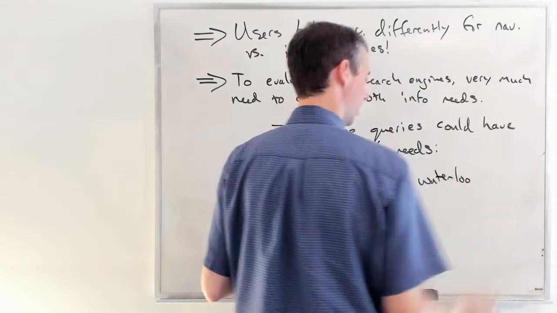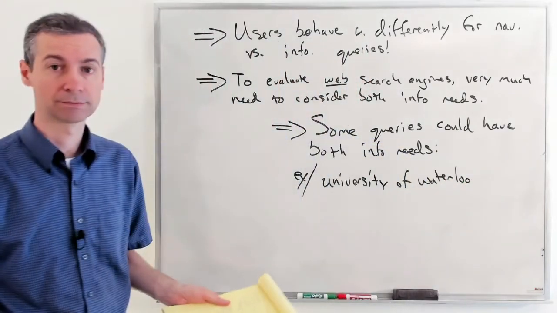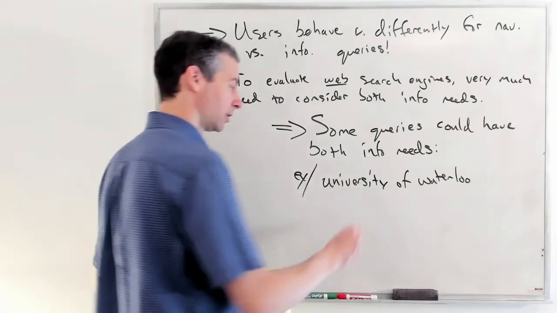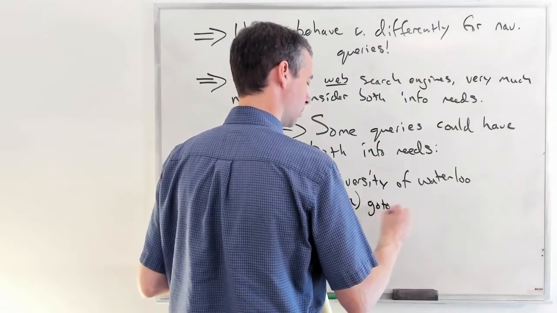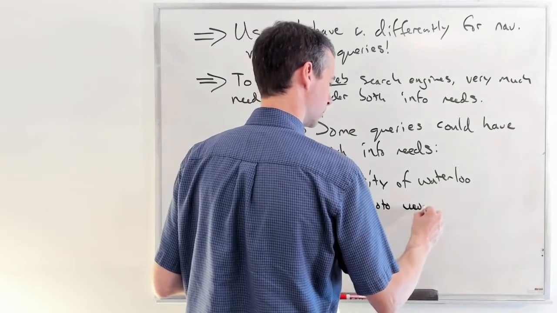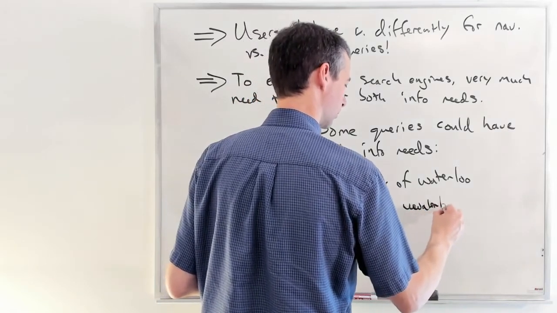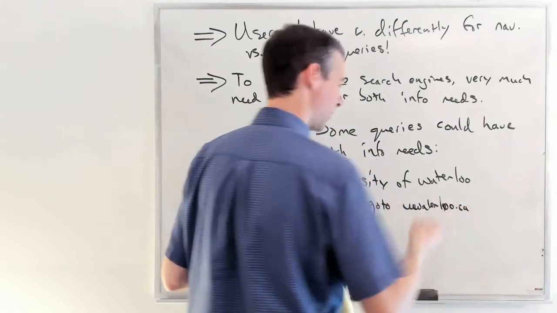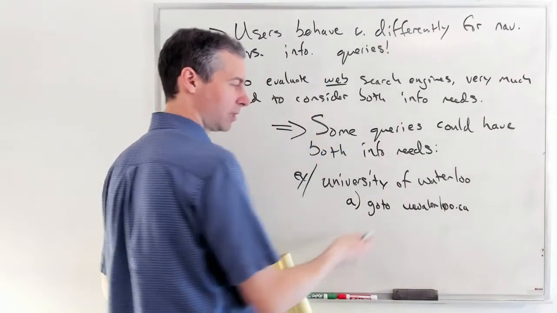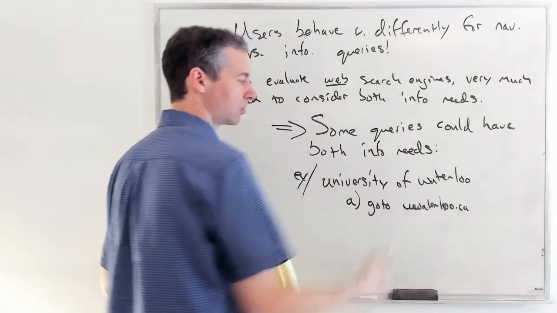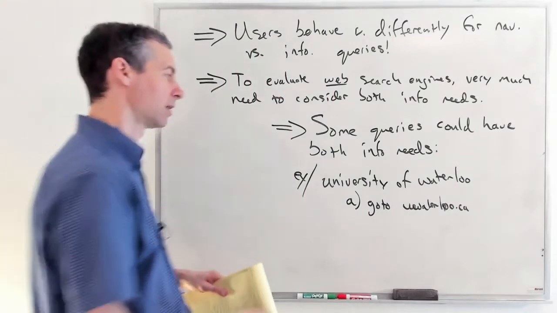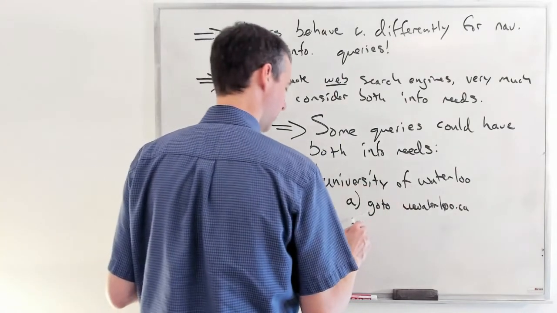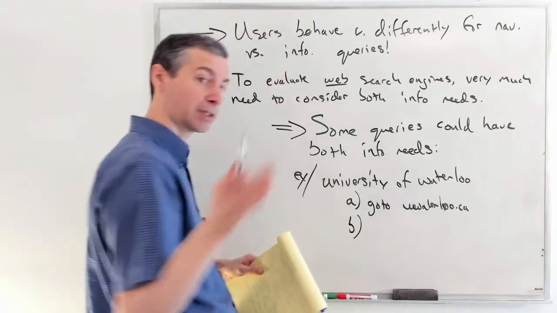What do they want? Well, pretty clear. They could want to go to uwaterloo.ca. They want to find that web page and click on it and go to it. They don't know that the URL, the domain name is uwaterloo.ca. So they need the search engine to help them find that. And they want to click, they're going to go, and that's going to be it.